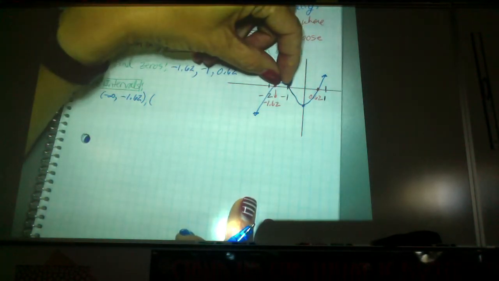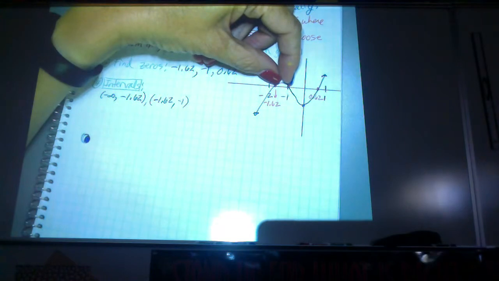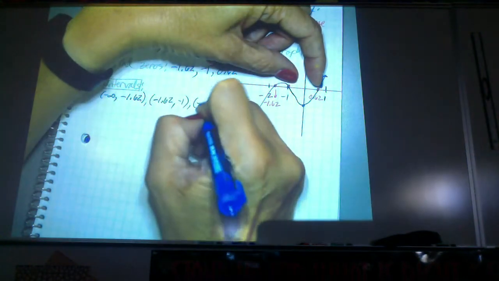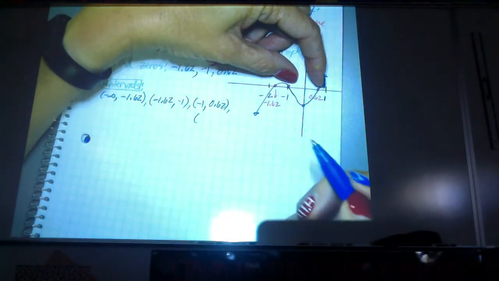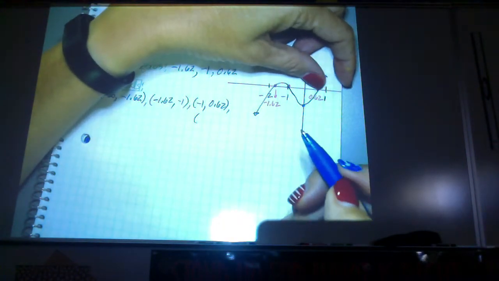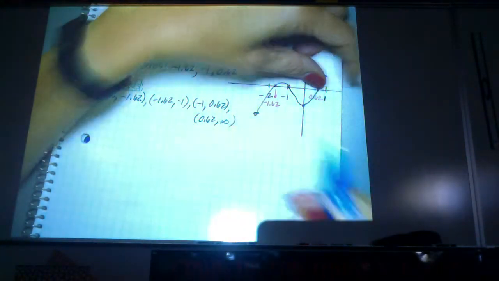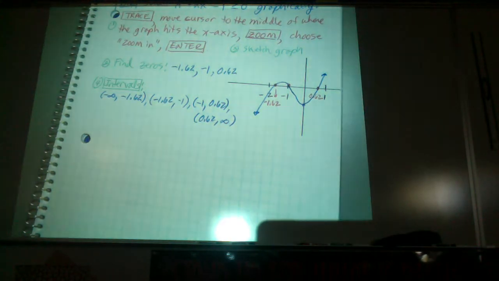Then this is the next interval. So we've got negative 1.62 comma negative 1 is the right bound one. Then this is the next interval, negative 1 comma 0.62. And then the final interval, your left bound is 0.62, your right bound, positive infinity. So one or more of those is our solution.